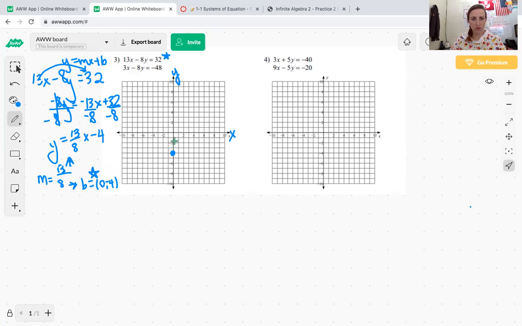So up 1, 2, 3, 4, 5, 6, 7, 8, 9, 10, 11, 12, 13, and then right 8. 1, 2, 3, 4, 5, 6, 7, 8. If you notice, I don't have room to put any more points on there, so we just go ahead and make this line. There we go. So we've got our first line there, check. See if you have any questions about that one, anything you need help with.